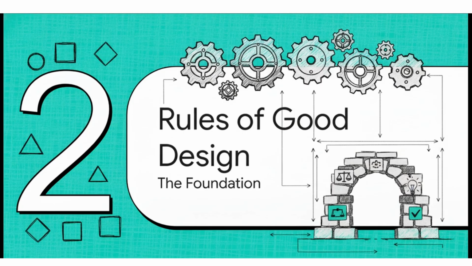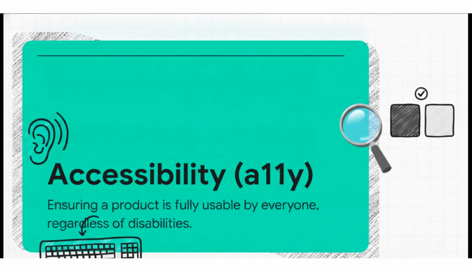Moving on to Section 2, Core Rules of Good Design, the Foundation. These rules basically act as the non-negotiable laws that govern any well-designed system. Before we even think about making things pretty, a product literally must work for everyone. Accessibility, often written out as A11Y, is not just some optional enhancement. It is a hardcore design requirement. This means sticking strictly to visual contrast ratios so things are legible, building in proper screen reader support, and ensuring every single element can be navigated using only a keyboard. Bottom line, if it's not accessible, it's not good design.